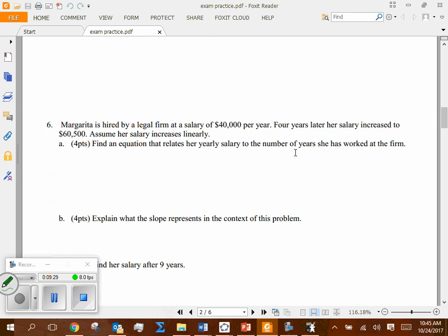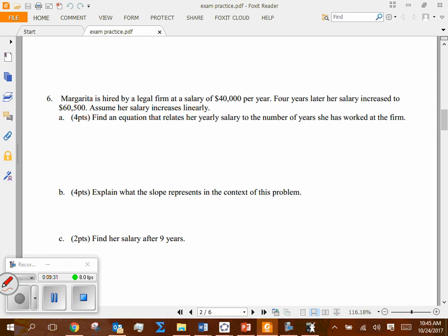Moving right along. Margarita is hired by a legal firm at a salary of $40,000 per year. 4 years later, her salary increased to $60,500. Assume her salary increases linearly. Linearly, they tell us right there that we have basically a slope idea here. They provide you some particular salary at a year, and that's how your ordered pairs are going to look here.